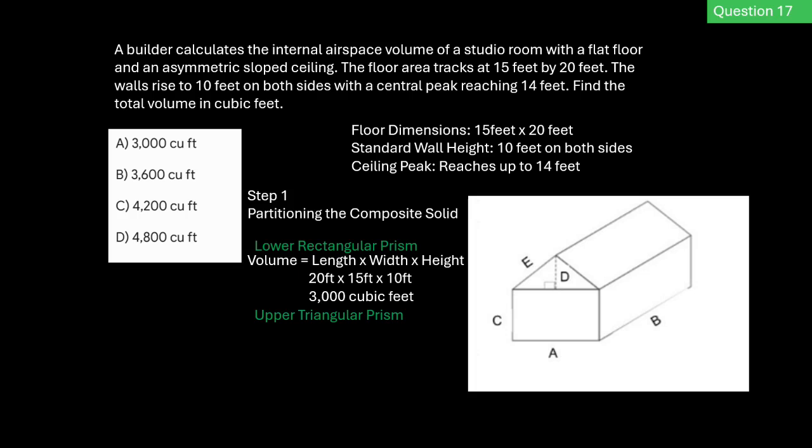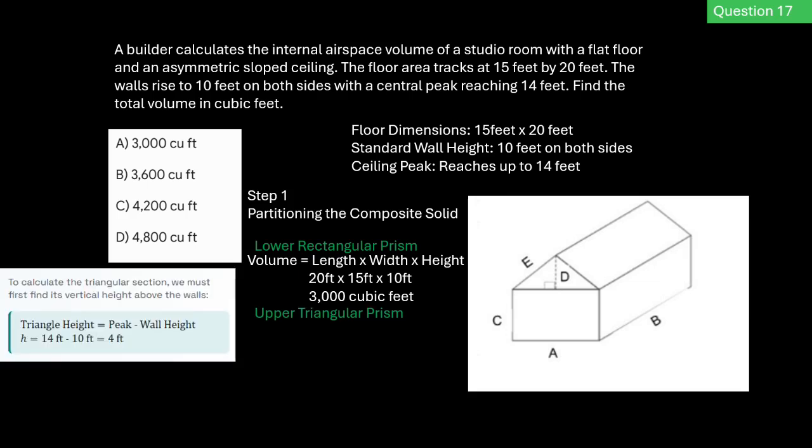To calculate the triangular roof section, we need to know exactly how tall that triangle is above the walls. We take our total peak height of 14 feet, subtract the 10-foot wall height, and we find that the vertical height of our triangle is 4 feet.